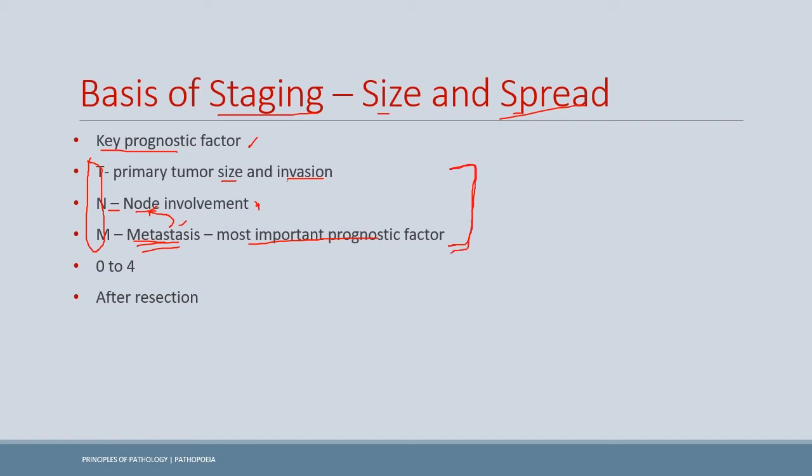Okay, so the last point is that only after resection are we able to stage. Only after resection, the surgeon performs the surgery or removes the tumor, we get to the pathology lab and we see under the microscope. Only then are we able to stage the tumor.